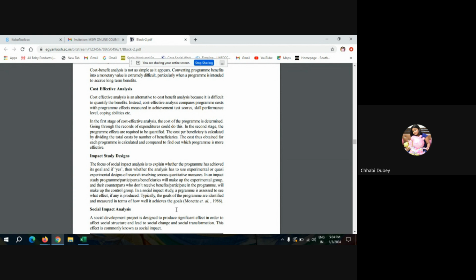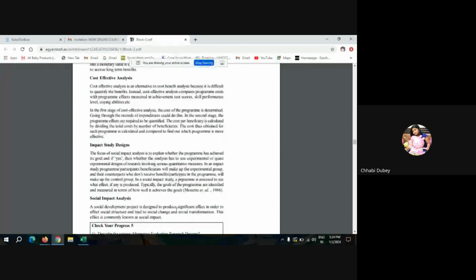So for example, when we want to study the effect measures in achievement test scores, in skill performance level, coping abilities, then we can definitely go for cost effective analysis. After that, we go to the impact study design.